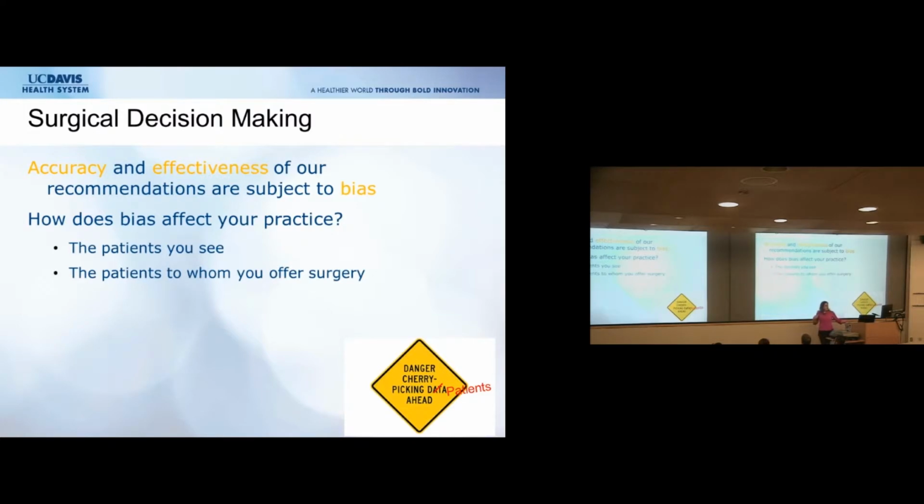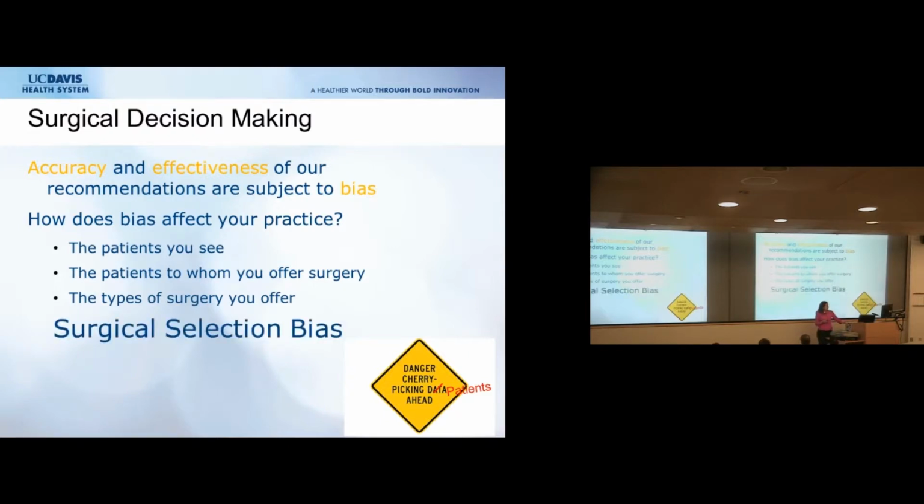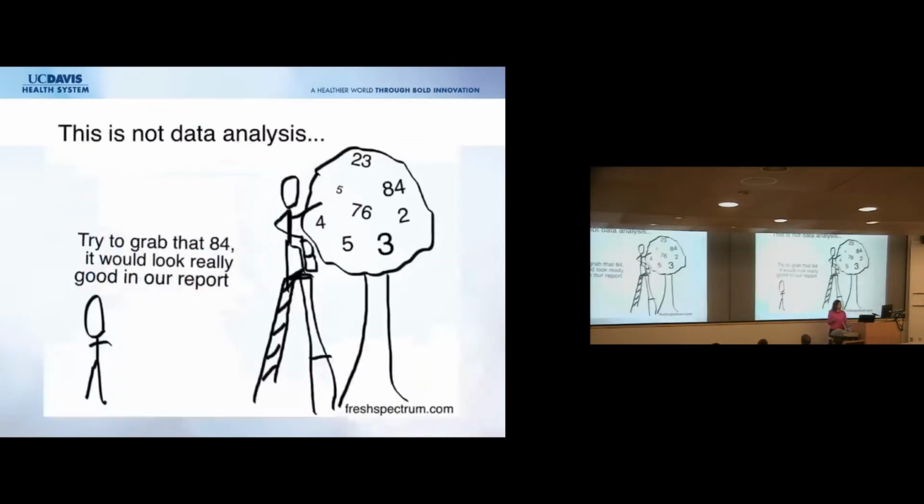It also affects, so your internal bias, your observer bias as a surgeon is going to affect the patients to whom you offer surgery. Okay, if you don't believe that the surgery you're offering is really going to help people, you're less inclined to offer that procedure. And then again, the types of surgery, and there's a little bit overlap there. So hopefully now everyone understands what I'm talking about when I talk about surgical selection bias. Any questions about that? Okay, all right.